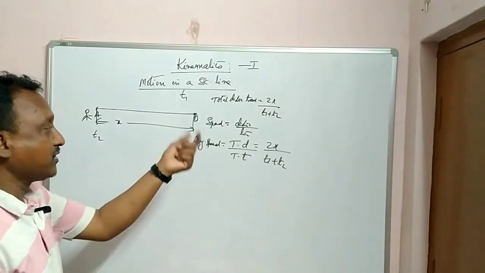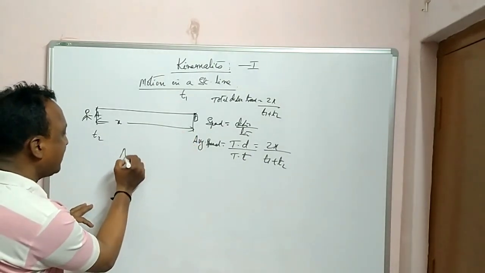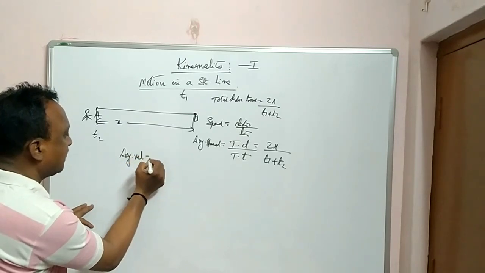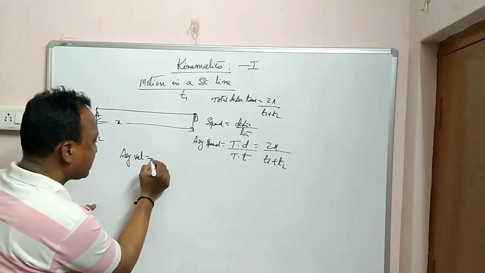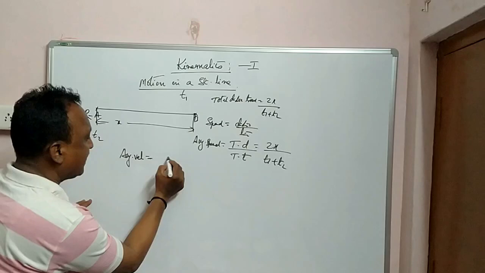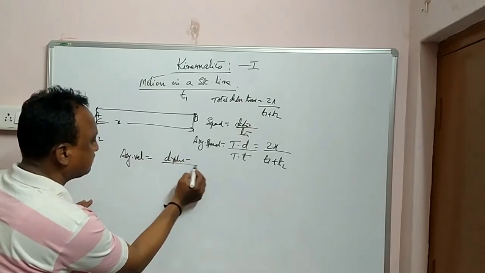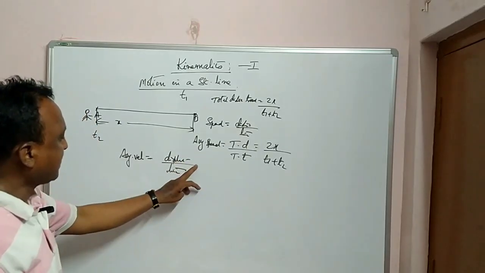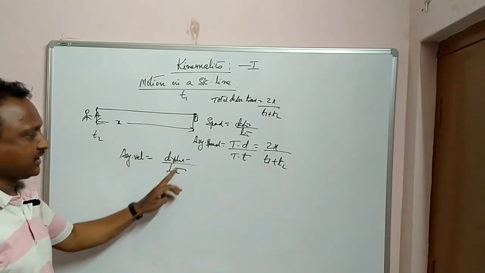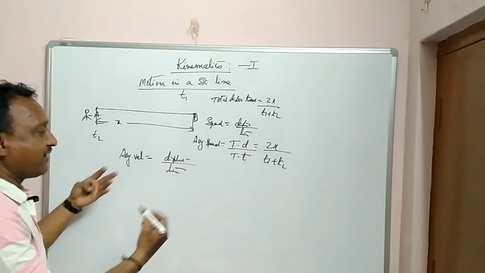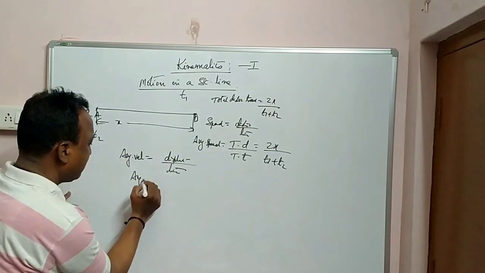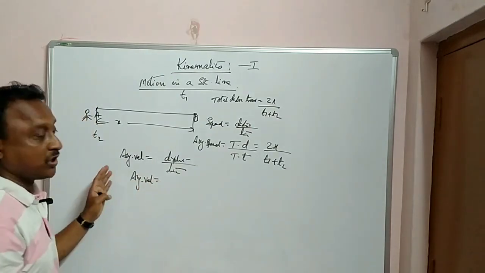In the same way, suppose I ask you what is average velocity. What is velocity? Velocity, in general, means displacement by time, or displacement is equal to velocity into time. Average velocity means total displacement.